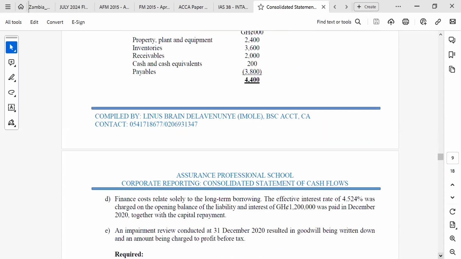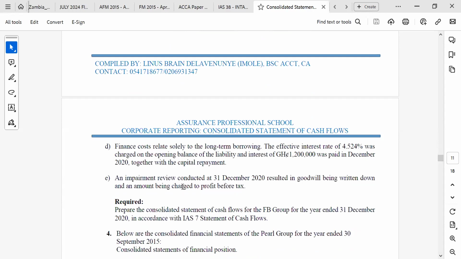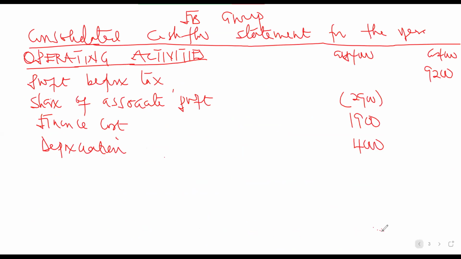And this was stated over here: an impairment review conducted at 31 December resulted in the goodwill being written down and the amount being charged to profit before tax. So there is an impairment of goodwill, and that has been charged to our statement of profit or loss, which is a non-cash item. So you have impairment of goodwill here that will be added as 400. So we have reconciled the goodwill already. We have to move on now.